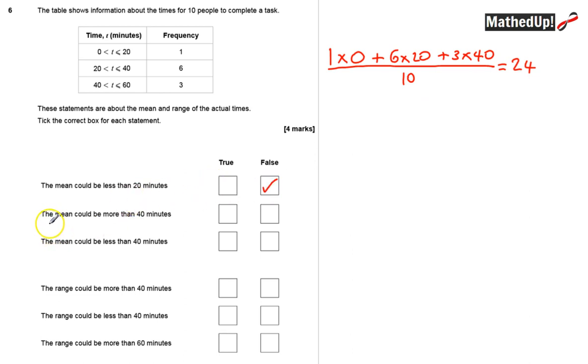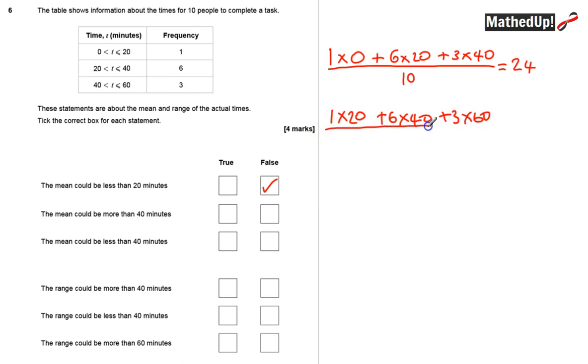Okay, this statement here says the mean could be more than 40 minutes. So to work this out, we want to decide what the most our mean could be. So we're going to use the highest possible values in each group this time. So that's going to be a similar thing to before, but this time we're going to do 1 times 20 plus 6 times 40 plus 3 times 60.